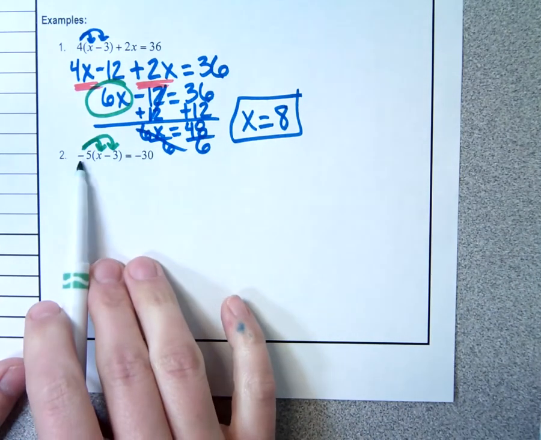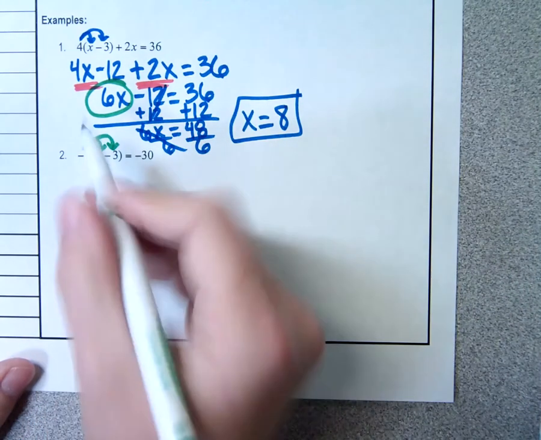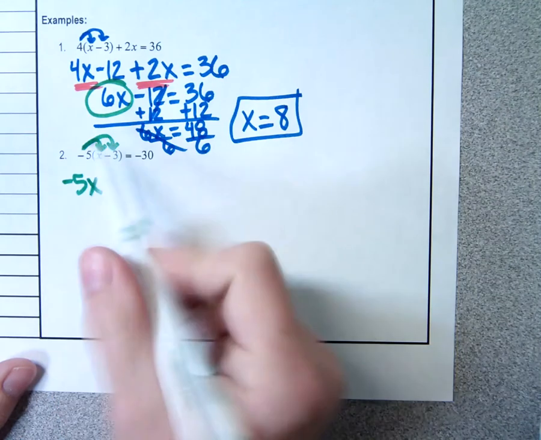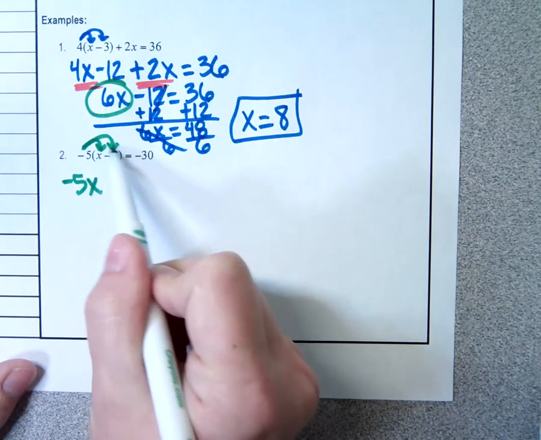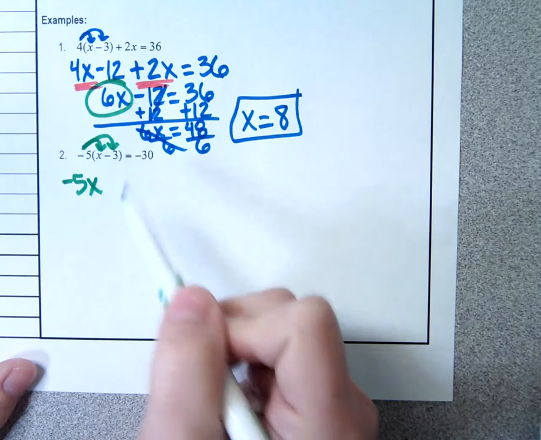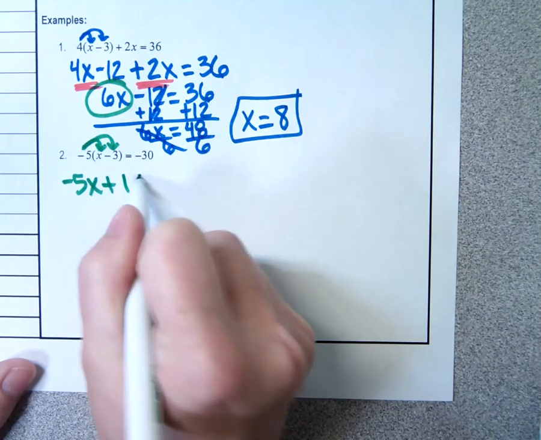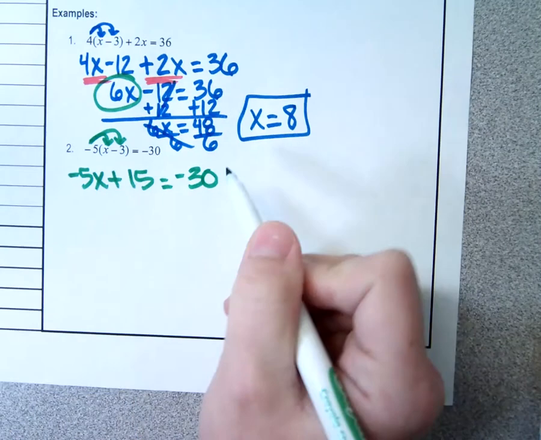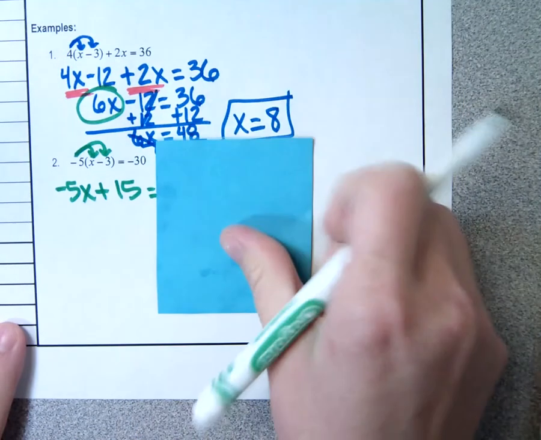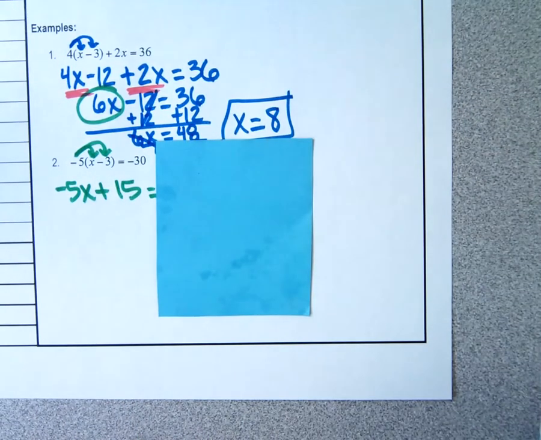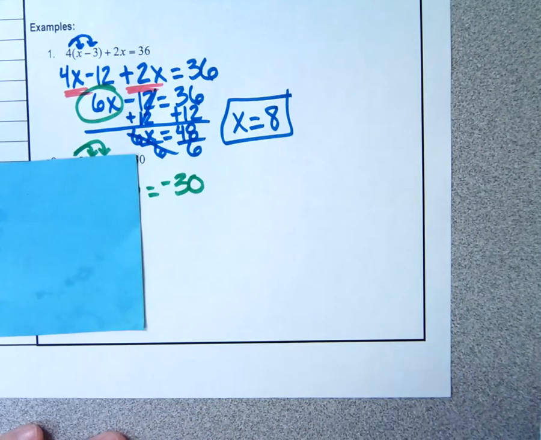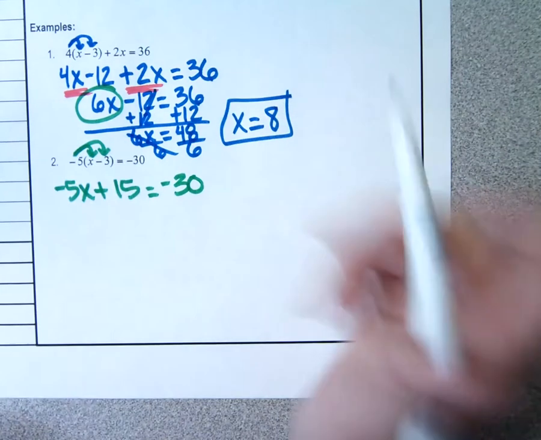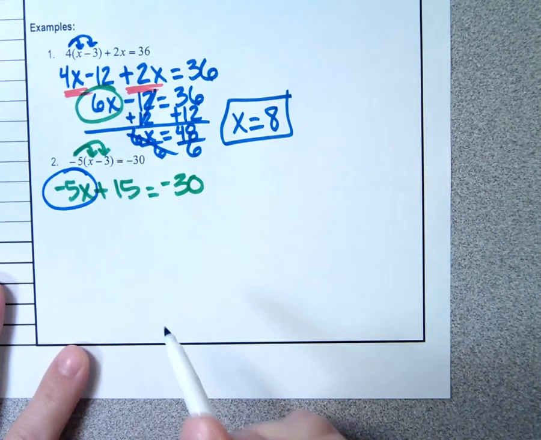So how much is negative 5 times x? Negative 5x. How much is a negative 5 times a negative 3? A positive 15, so I put plus 15. I bring down my equals and my negative 30. Now let's just check for like terms. Do you see any like terms on the left side of the equals? No. Any like terms on the right side of the equals? No. Okay, so let's circle our negative 5x.